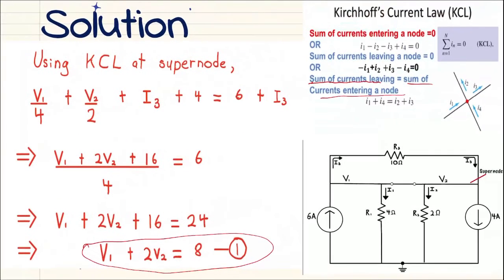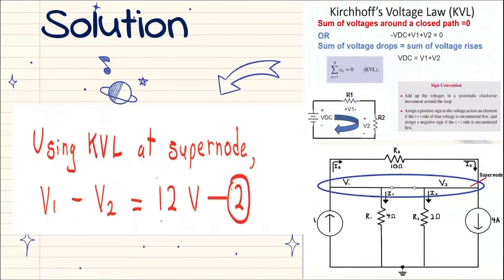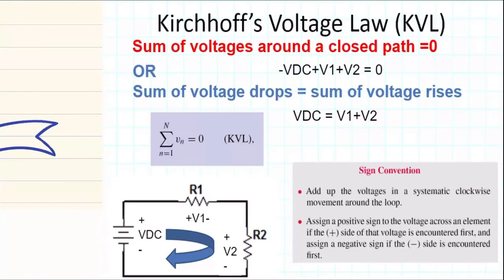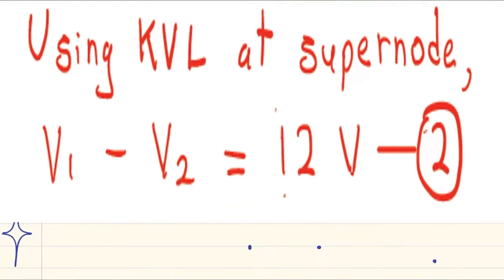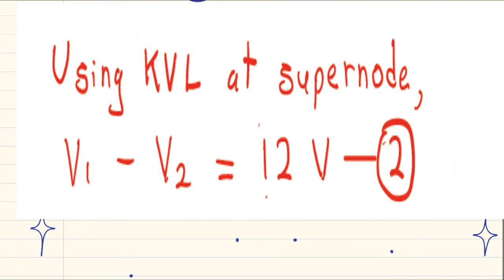Okay, now Tommy, we're going to get the second equation. For the second equation, we'll be using KVL at the supernode. So what is KVL? KVL is the sum of voltage drops will be equal to the sum of voltage rises. So here, V1 minus V2 is equal to 12 voltage. So this is our second equation.